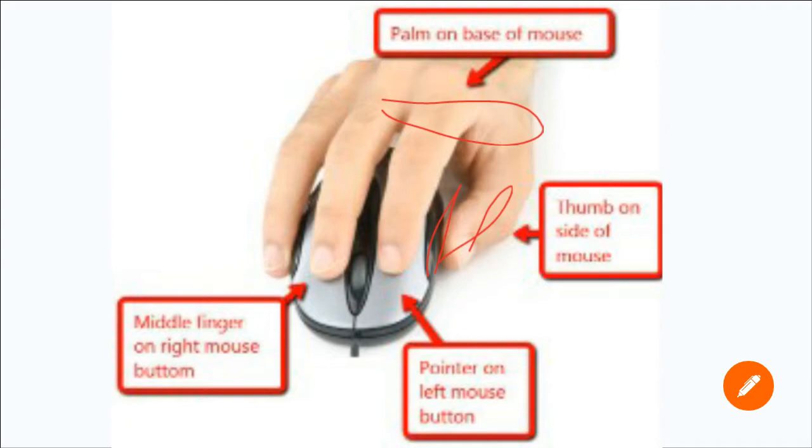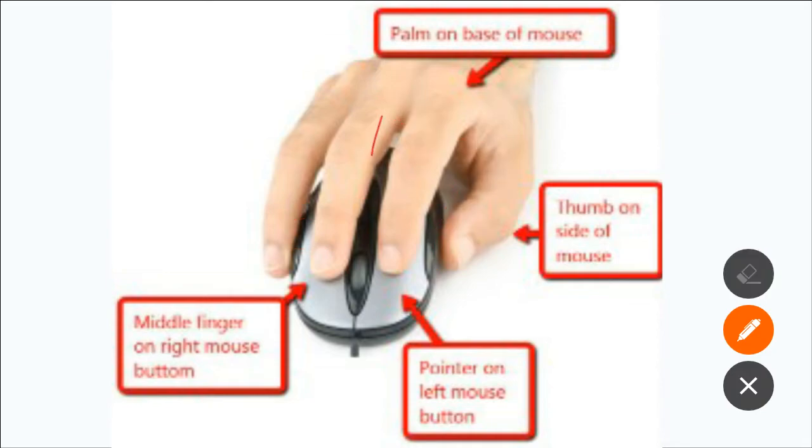Pointer on left mouse button. Pointer, this first finger or index finger, we can say index finger on left mouse button. Place middle finger on right mouse button. This is the middle finger. Middle finger you have to place on right mouse button. This way you have to hold the mouse.